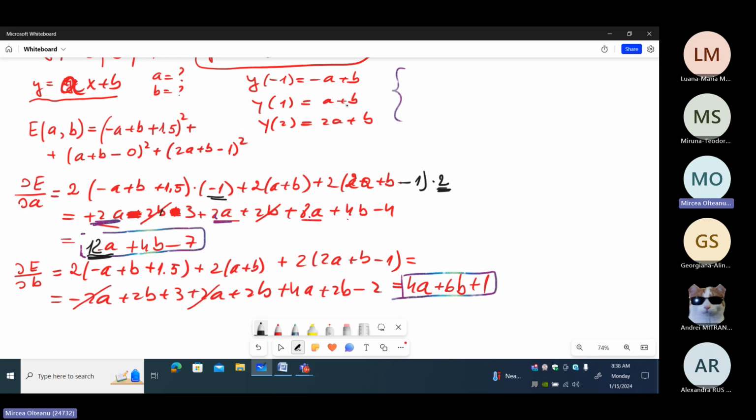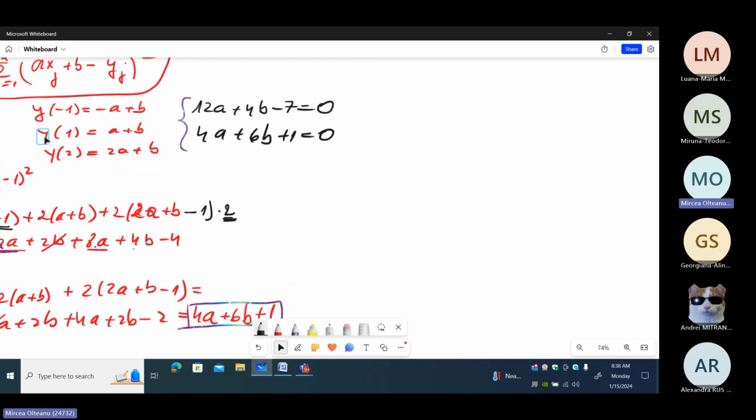Yes, it's okay. So now we need to solve the system: 12a plus 4b minus 7 equals 0, and 4a plus 6b plus 1 equals 0. Now here, when we consider the least squares method, always the system is a linear system, so a system of first degree which has usually only one solution. That solution will be what we are looking for, because we discussed at the lecture that this will be the minimum point, actually a global minimum for the function e.